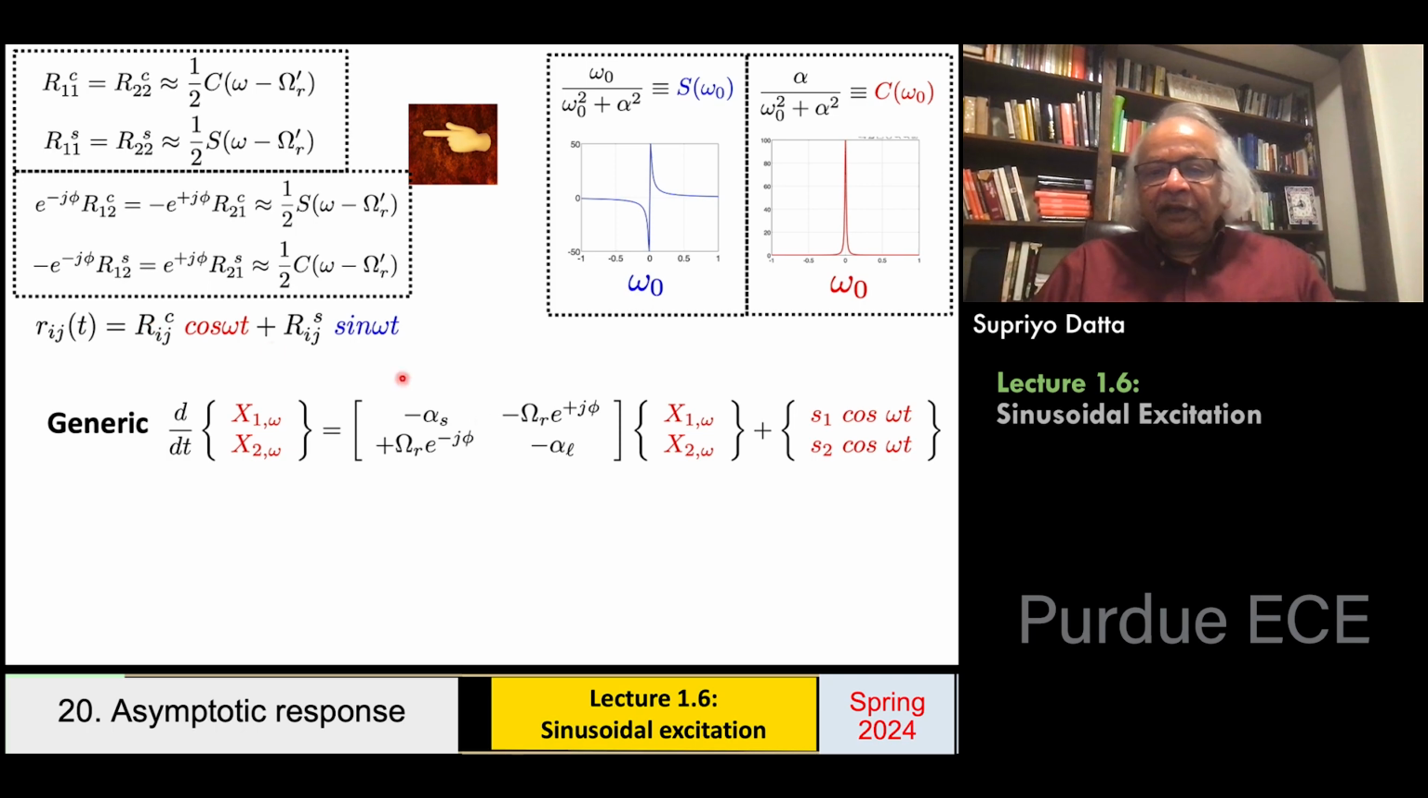Remember, we are hitting it with a cosine, but the response that we get at steady state has a cosine component and a sine component. And what these give you is the coefficients of the cosine component and the sine component.